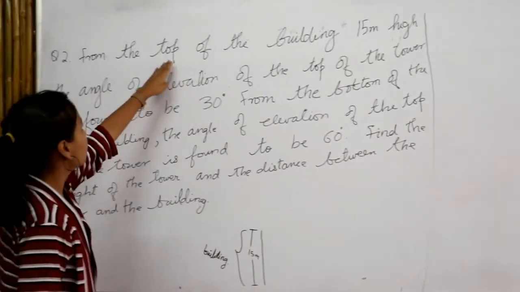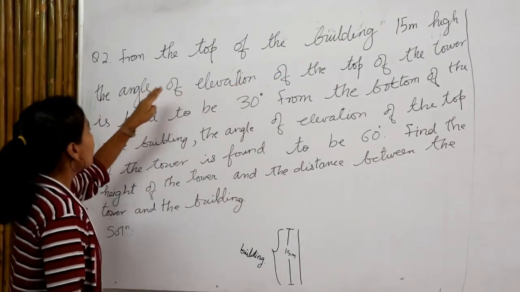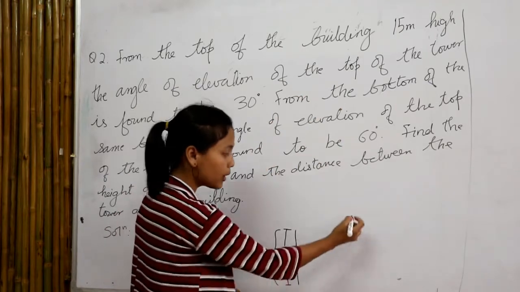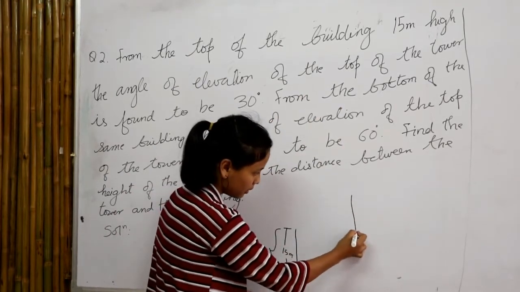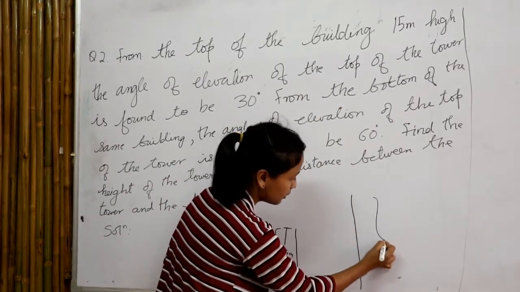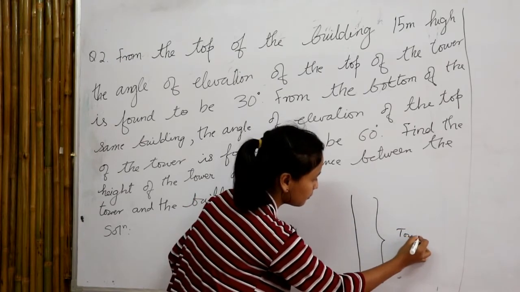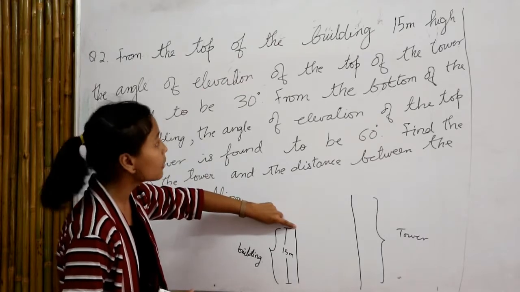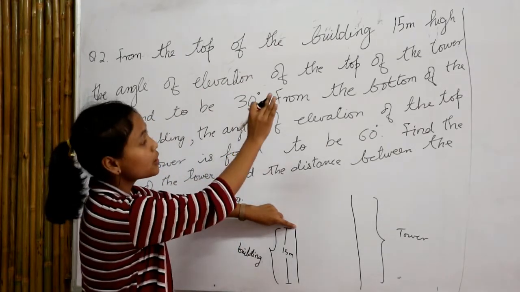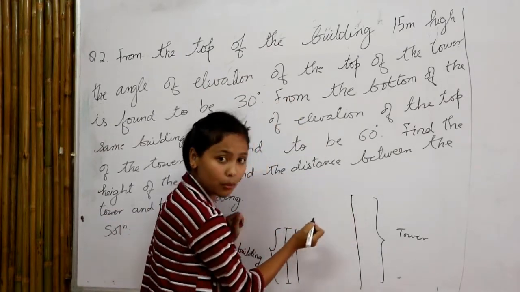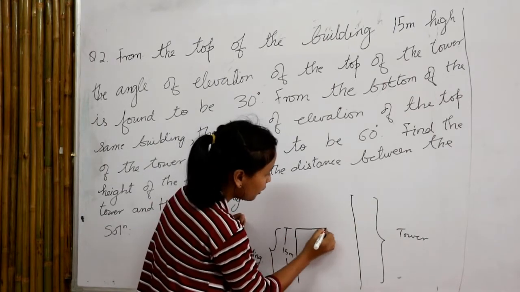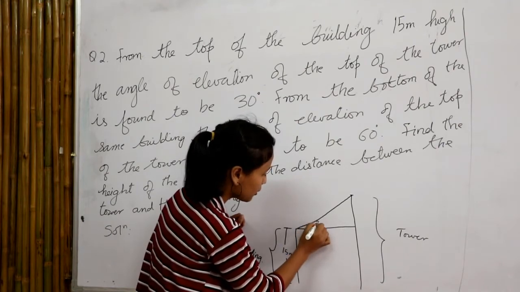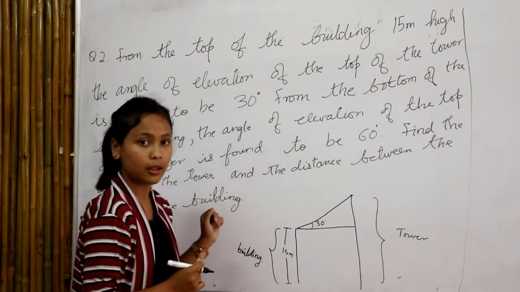From the top of the building, the angle of elevation of the top of a tower. So there will be a tower here. This is the tower. From the top of the building, this is the top of the building, right? The angle of elevation of the top of the tower, this is the top of the tower, is found to be 30 degree. So here is 30 degree.